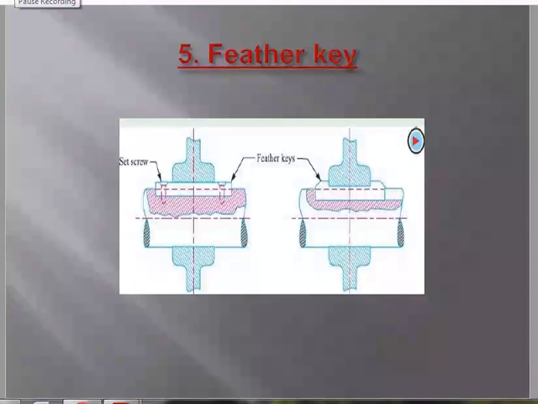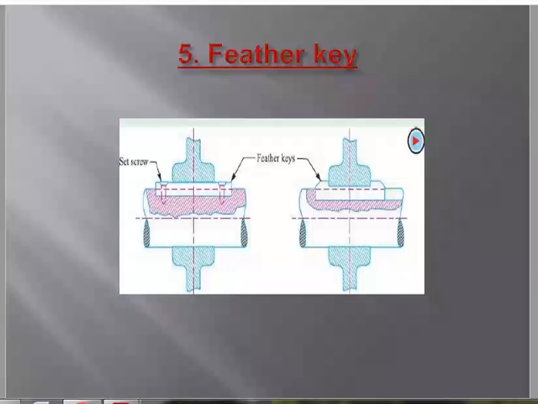Next we have a feather key. A feather key is a parallel key which is fixed either to the shaft or to the head and which permits relative axial movement between them. A feather key is a sunk key of uniform width and thickness. While preventing relative motion, it permits sliding or axial movement. It may be of square or rectangular or dovetail cross section.